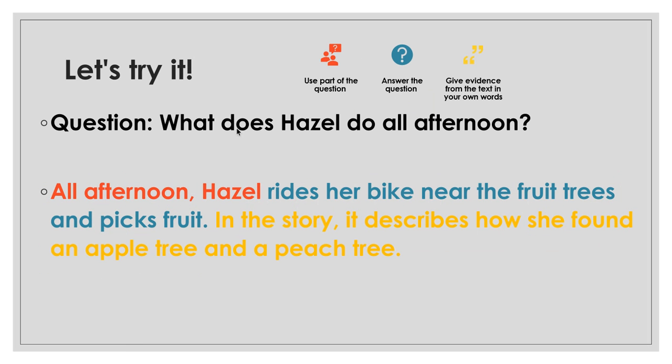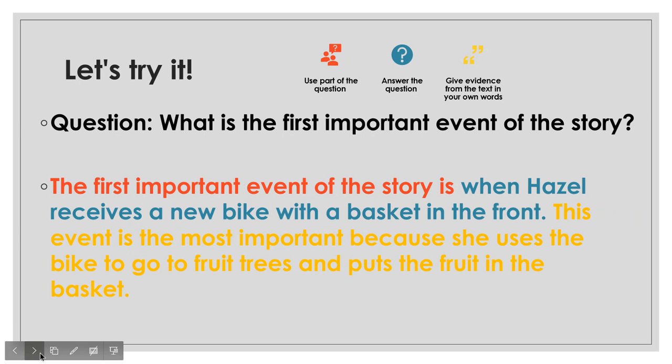So the question is, what does Hazel do all afternoon? I used part of the question, all afternoon, Hazel. Then I'm answering the question. All afternoon, Hazel rides her bike near the fruit trees and picks fruit. Now I'm going to use evidence from the text. In the story, it describes how she found an apple tree and a peach tree. And here is my response. It's 2 sentences long. I used part of the question, I answered the question, and I gave evidence from the text. Let's see another example.